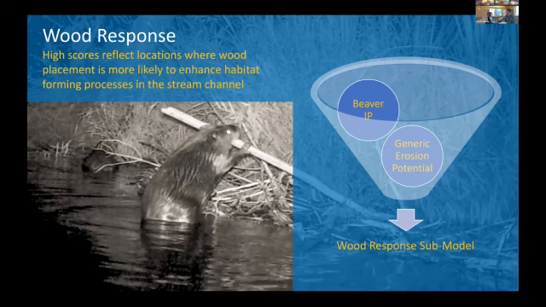And then we use a generic erosion potential model that comes out of that map too, which is mostly slope going into that. So if you've got the ability of colluvium and such to get to the channel, and you've got an area where beavers could build a dam, you've got a place that's pretty stable and it's going to have the materials to build habitat with that wood. Next slide.